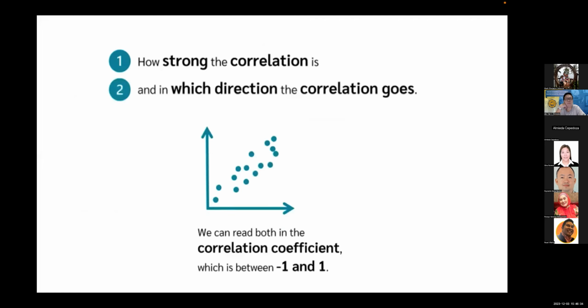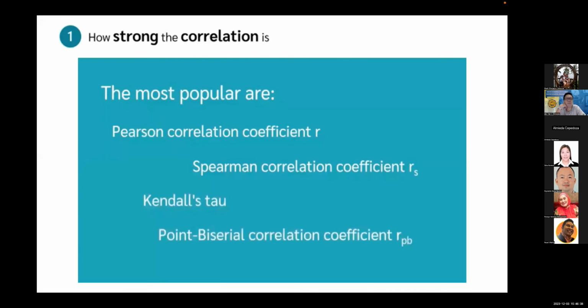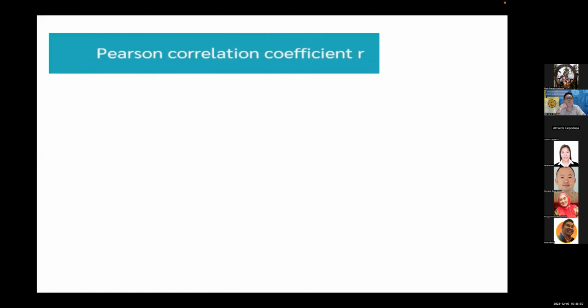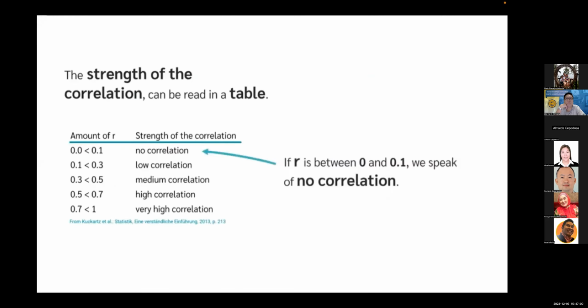First is how strong the correlation is. There are many ways to know how strong the correlation is. Popular are the Pearson correlation coefficient, Spearman correlation coefficient, Kendall's tau, and point-biserial correlation coefficient. So our task is to understand Pearson correlation. There are two ways to get this: the tedious mathematical way, which is by this formula, or the magical way of using Excel.